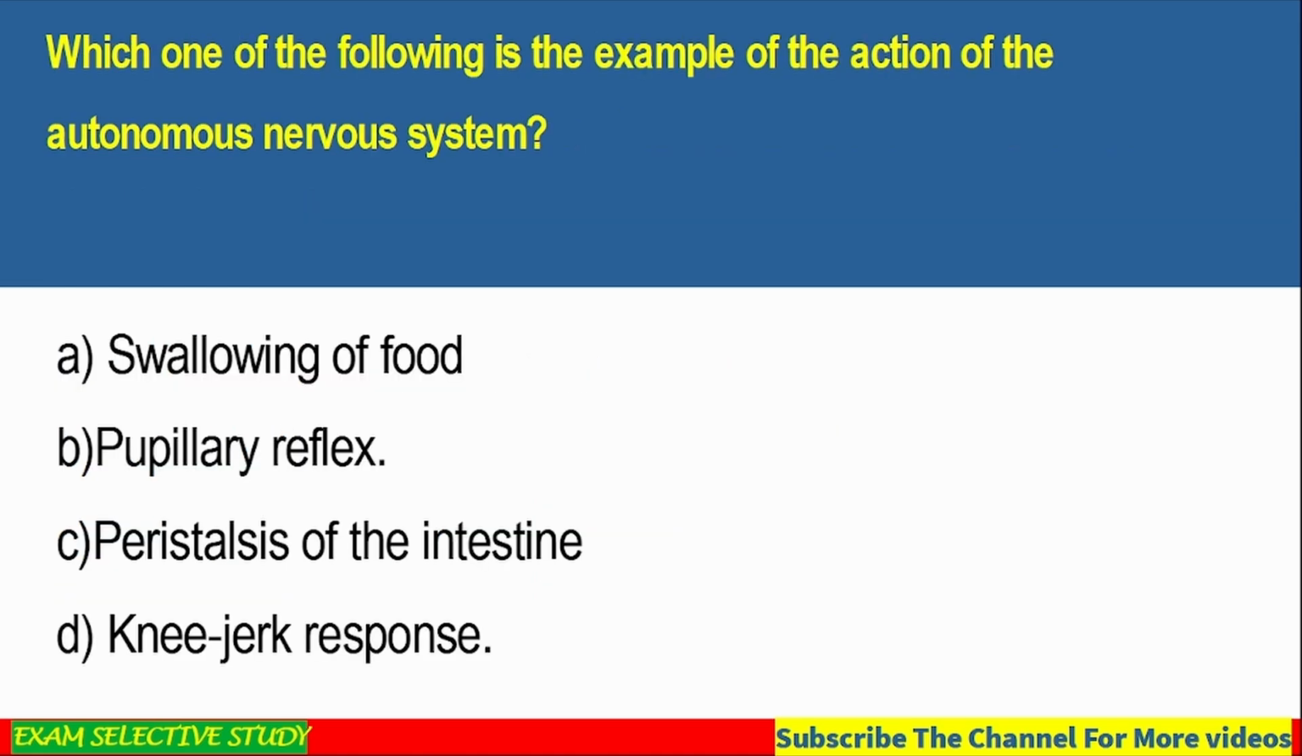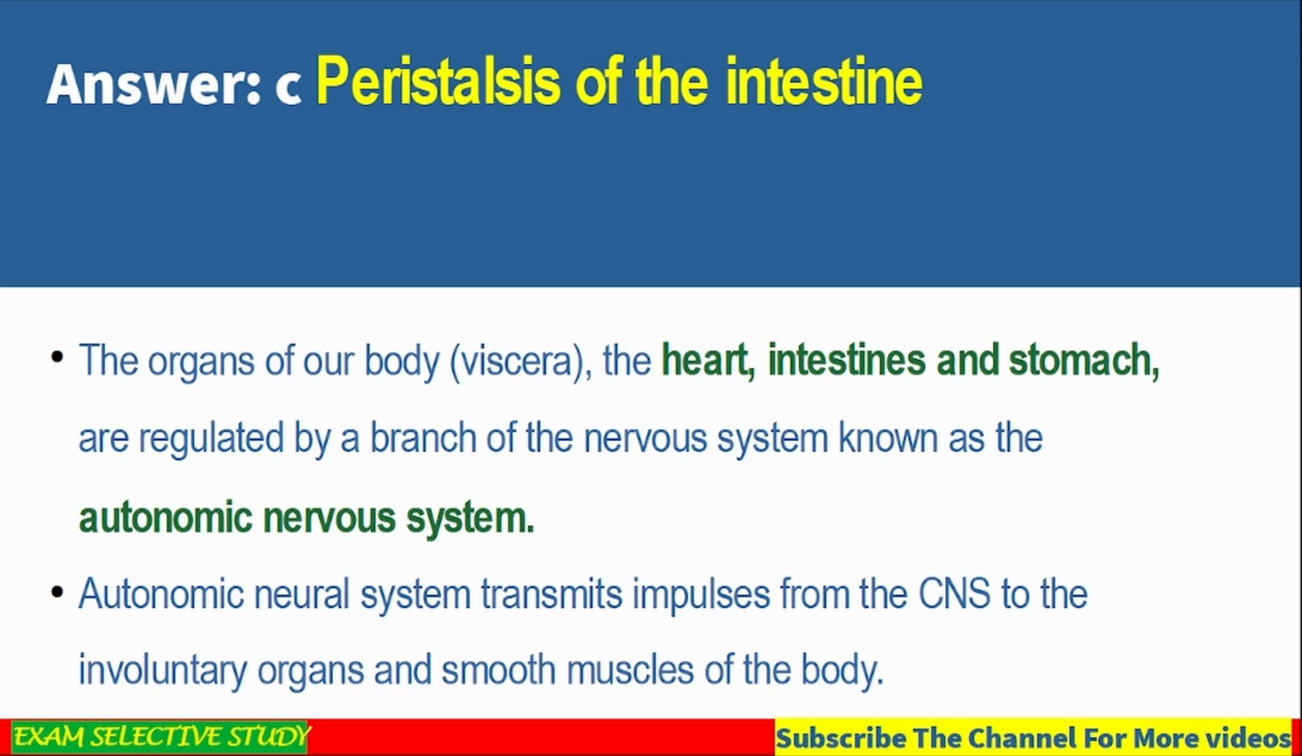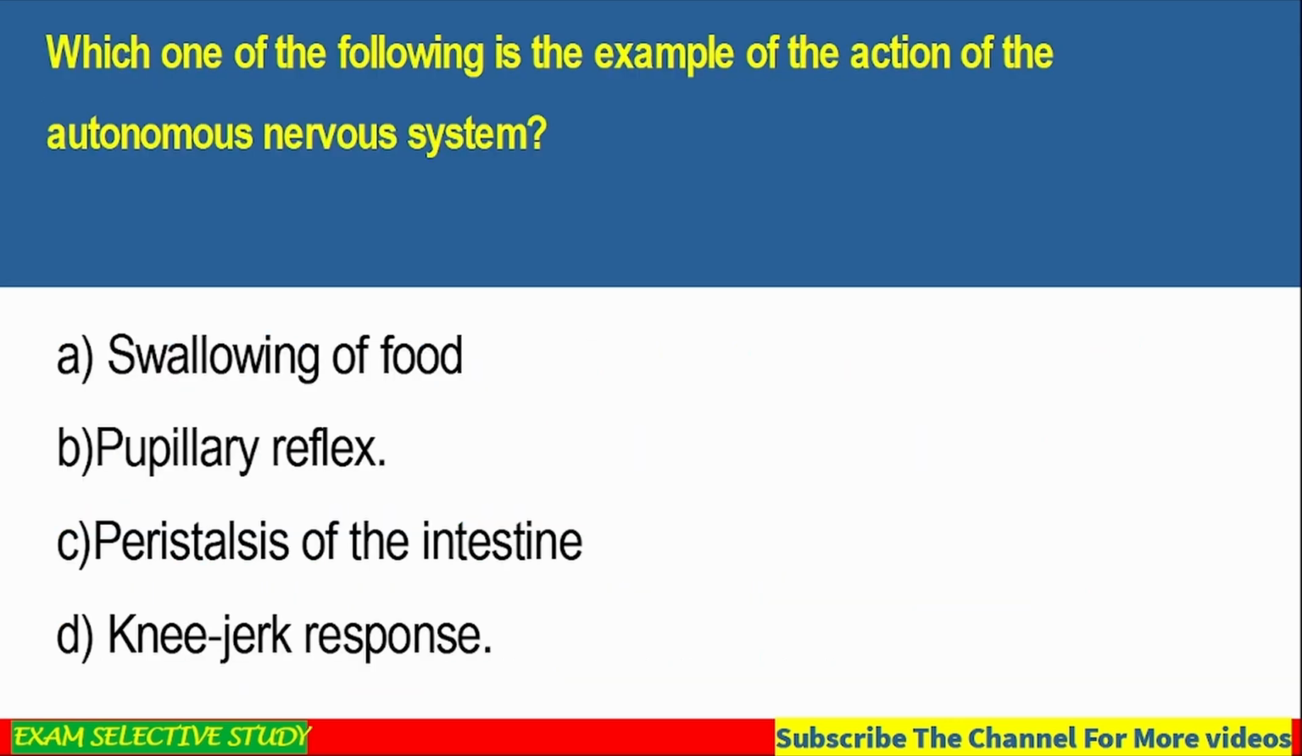അടുത്ത ചോദ്യം. Which one of the following is the example of the action of the autonomous nervous system? Options: swallowing of food, pupillary reflex, peristalsis of the intestine, knee-jerk response. Answer. Peristalsis of the intestine.